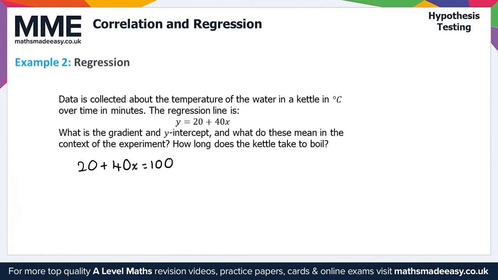So in that case, all we need to do here is solve for x. Once we've got that value of x, that tells us how many minutes it will take for the kettle to boil. Subtracting 20 off both sides of this equation, we obtain 40x is equal to 80. And then dividing by the coefficient of x, we obtain that x is equal to 80 divided by 40, which gives us 2. That x represents minutes, so therefore this takes 2 minutes. So that's how long it takes the kettle to boil, and that gives us the solution to example 2 on regression.